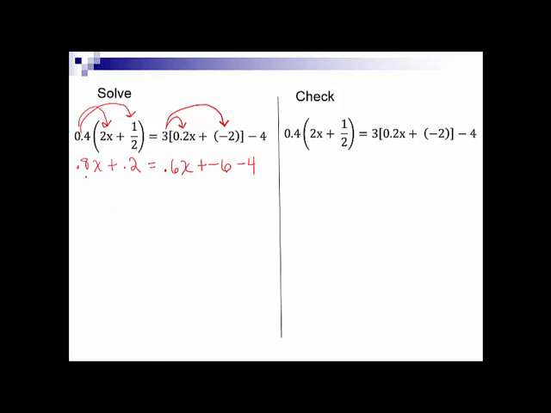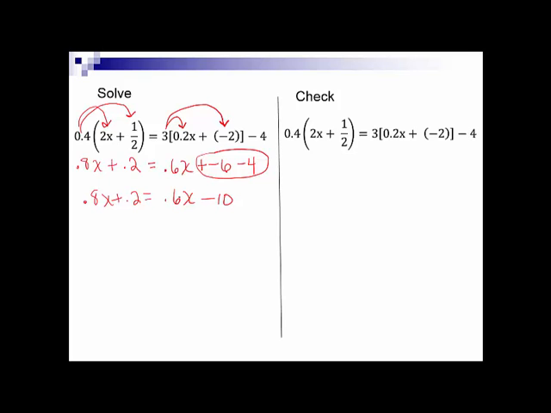On the left-hand side, there's nothing I can combine, so now I look on the right. Are there any like terms? Oh, there sure are. Negative 6 minus 4. So on the left, it's 0.8x plus 0.2. On the right, we still have our 0.6x. I can either write this as plus a negative 10 or just minus 10, and that's how I choose to write it.